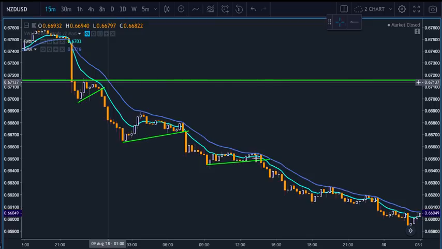Take profits on the way, reshort. And obviously the more you reshort, the lower you get, the riskier it gets. So be careful, don't give too much of your profits away.